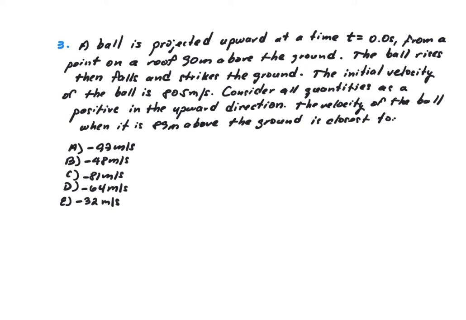The initial velocity of the ball is 80.5 meters per second. Consider all quantities as positive in the upward direction. The velocity of the ball when it is 89 meters above the ground is closest to.